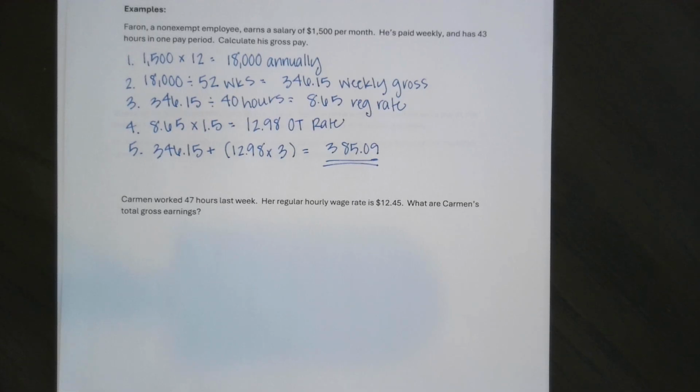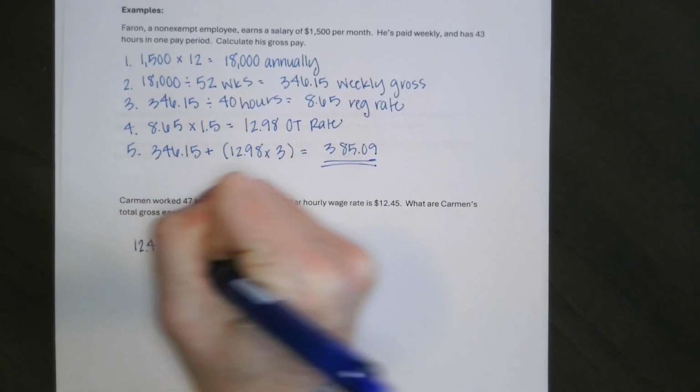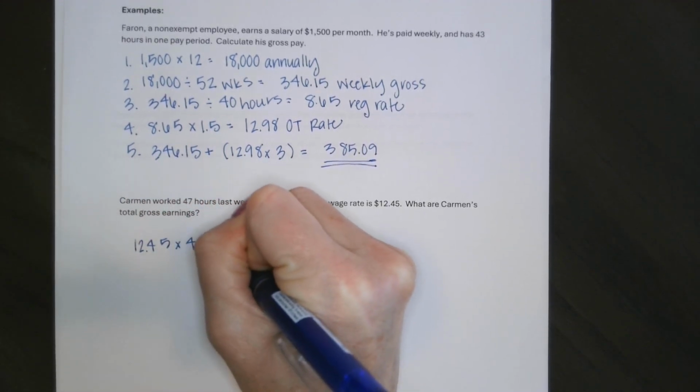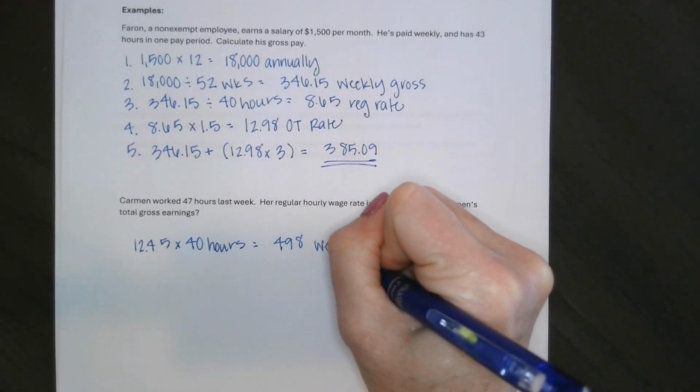Next up, Carmen worked 47 hours last week. Regular hourly wage rate is $12.45. What are Carmen's total gross earnings? Well, the good news here, we don't have to annualize. We don't have to figure out a lot of things. We get to just determine what her regular earnings look like and her overtime and add them together. So first up, hourly rate is $12.45. We multiply that times 40 hours. We get $498 weekly gross.